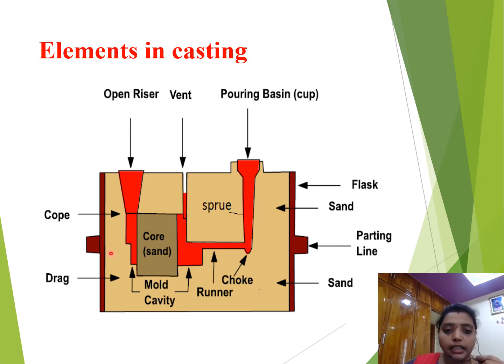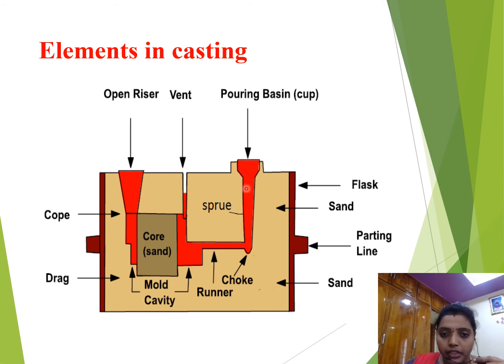First of all, we will take two boxes. The down part is known as the drag and the upward part is known as the cope. Here the process is in reverse direction, it's okay, we will draw it this way also. First of all, the process takes place from this side to this side. Now let us see. This one is the pouring basin.